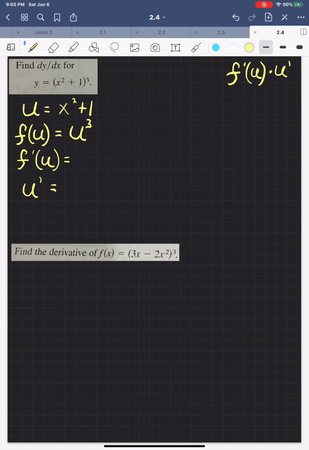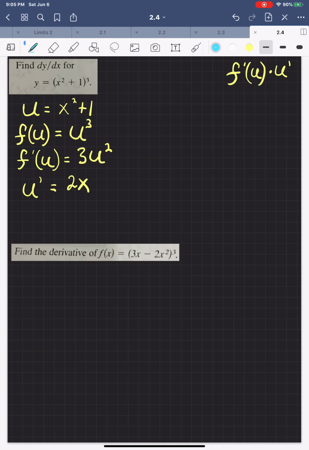f prime of u, well, that's just the derivative of u to the power of 3. So that's easy enough. That's just going to be 3u squared. Now u prime would be the derivative of u, which in this case would just be what? 2x.